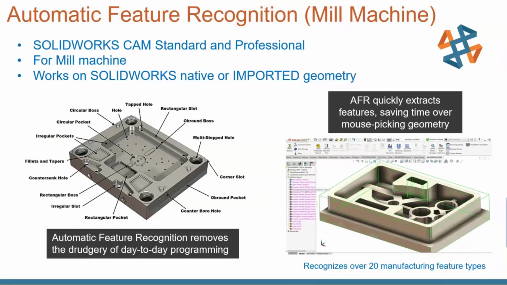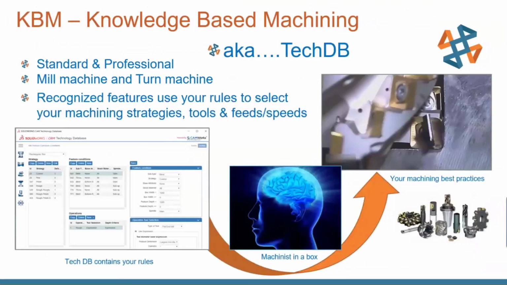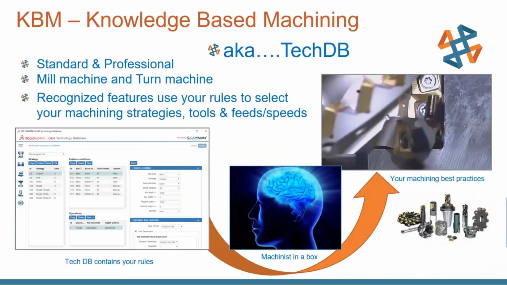So when it says automatic feature recognition, if it's imported geometry like a dumb solid, it's still going to go ahead and recognize the 3D geometry, whether it's a pocket or a slot, those kinds of things. It doesn't need to have a cut extrude, as you would say in SOLIDWORKS lingo. Okay, it'll work. The other thing we're going to get into in a little bit is the technology database.